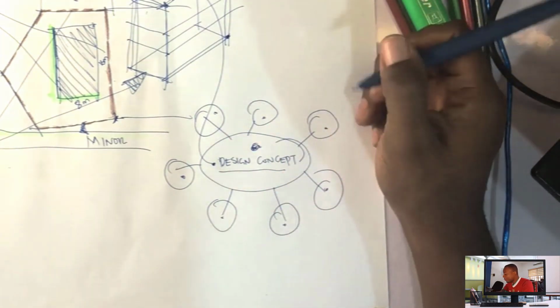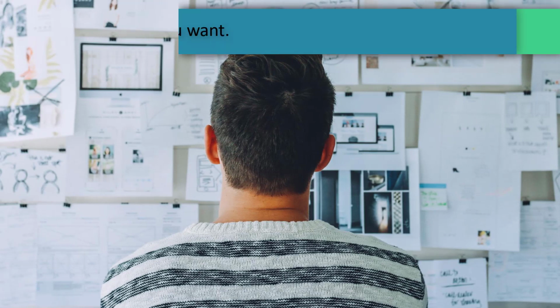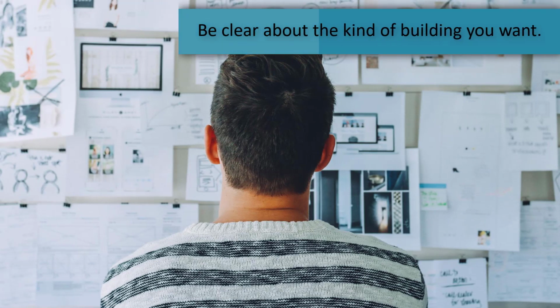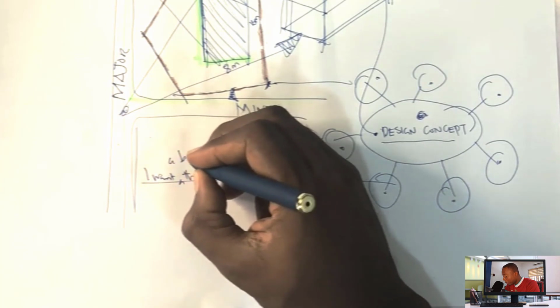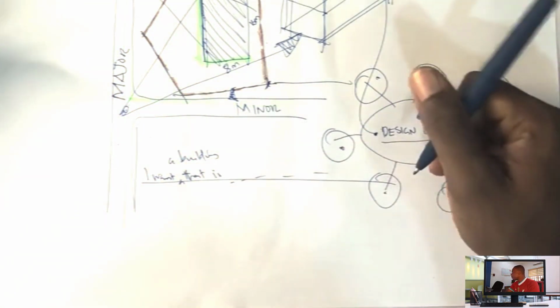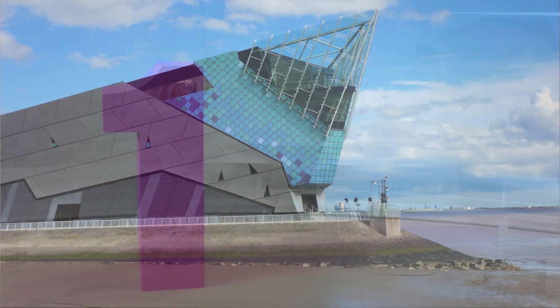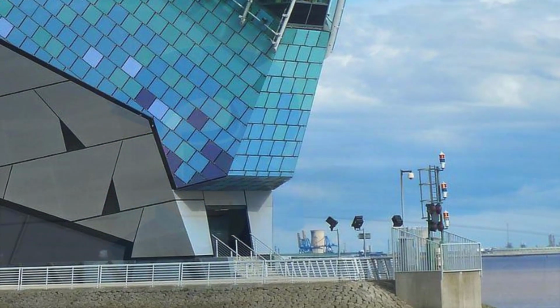So the first thing I want you to do is to be clear about the kind of building you want. To do that, you want to write it down. What I always advise is that you take out a piece of paper and write, I want a building that is, and then write out all the qualities of the building that you want. I want a building that is dash, dash, dash. So you can say, I want a building that is stylish. I want a building that is functional. I want a building with locally sourced material, things like that.